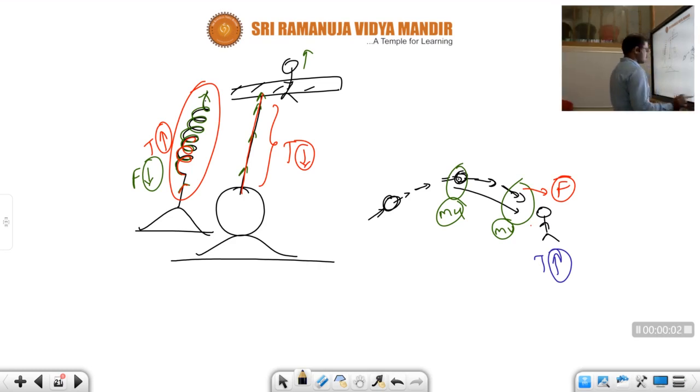Okay, students, so this is regarding impulse. What we understood, children: whenever we increase the time of impact, the force experienced by us will decrease. Okay, children?